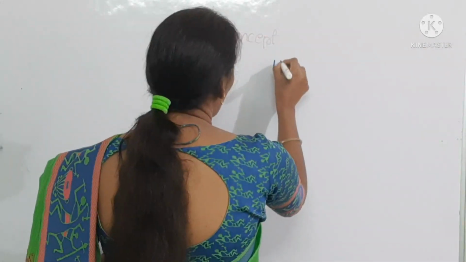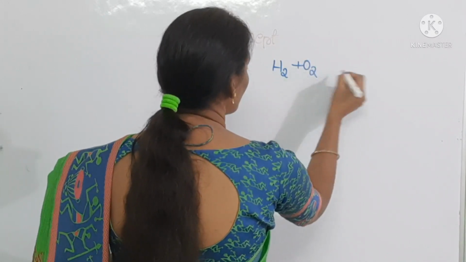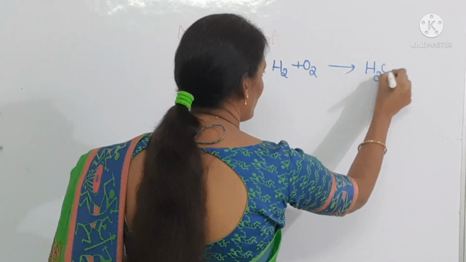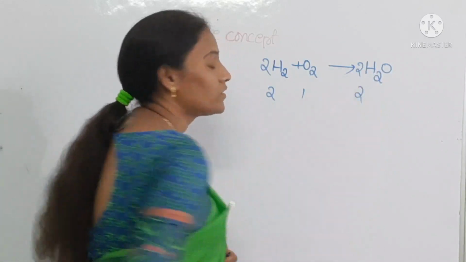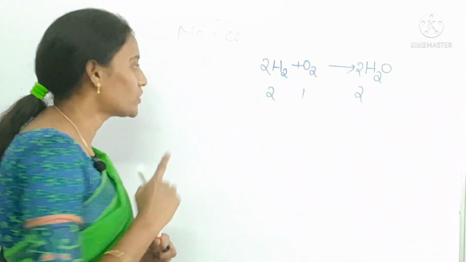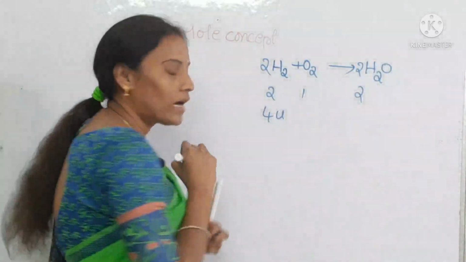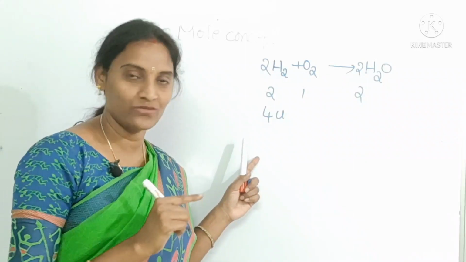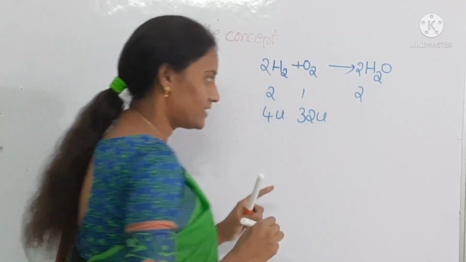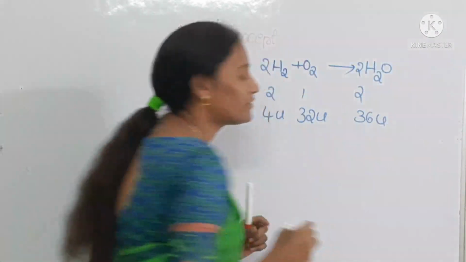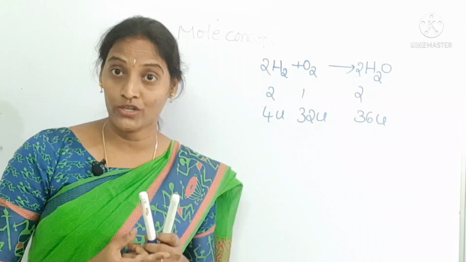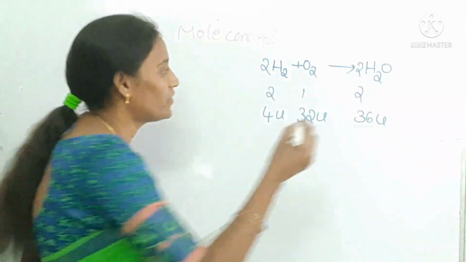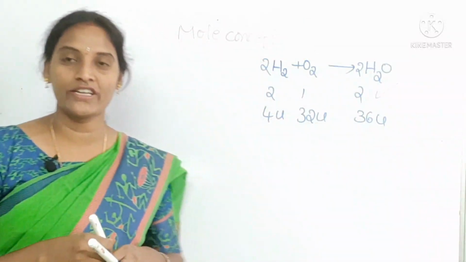To understand this one, you just take an example. Hydrogen reacting with oxygen, students, they will form water molecule. Here two molecules of hydrogen reacting with one molecule of oxygen, they will form two molecules of water. This is one way of representation. The another way is 4 atomic mass units of hydrogen reacting with 32 units of oxygen and they will form 36 units of water, students. Here among these two ways, which one is the convenient way to tell the quantitative representation? The first one is the convenient way to tell the quantitative representation of a chemical reaction.